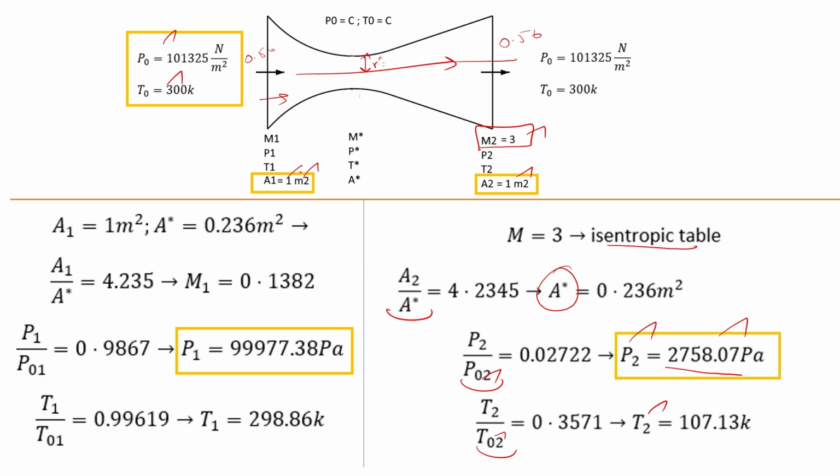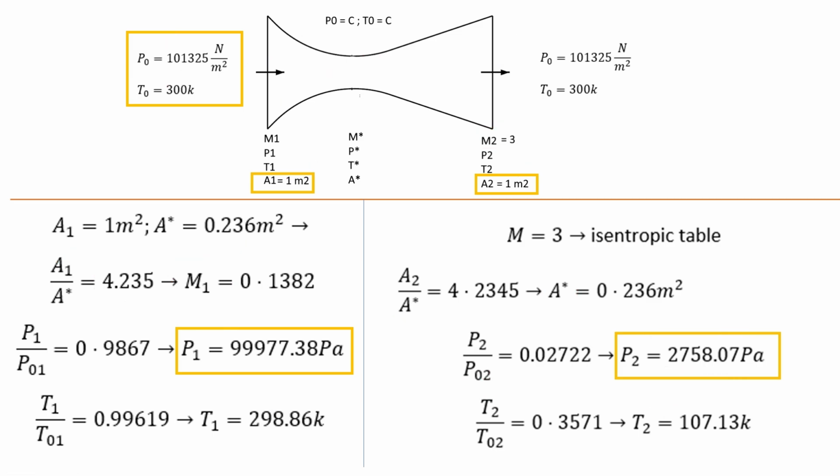You see in the inlet also the area we assumed 1 meter square, and the A star value also we found. Once we know these two areas, we can find the area ratio. Then from the isentropic table we can find the corresponding Mach number, P by P0, T by T0. As P0, T0 is already assumed and constant, I can find the static pressure and temperature. Like that I got the static pressure in the inlet and outlet, then P0, T0, Mach number, area, everything we found. With that we can go for the simulation.